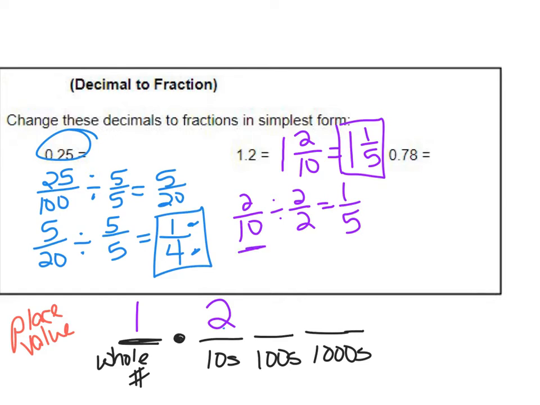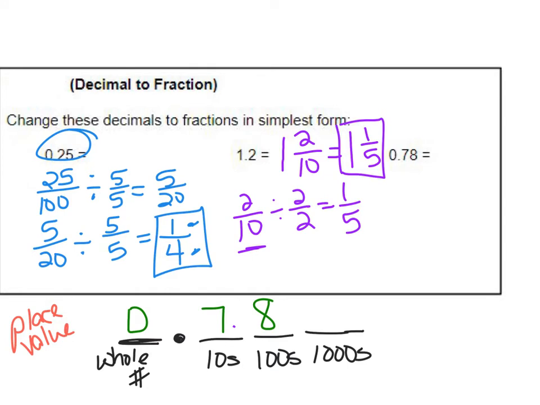So let's try the last one. And the last one, I'm going to go ahead and erase again, so I could use my place value chart. And then I'm going to go ahead and put the numbers. So I have 0, 7, 8, 0.78. So I did that here. So now I'm going to read it.